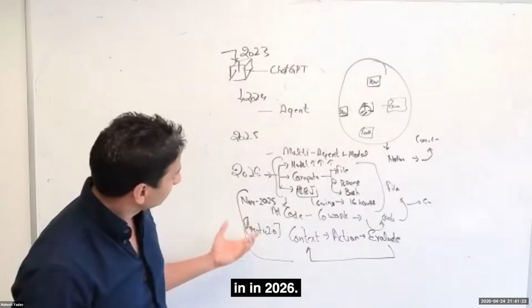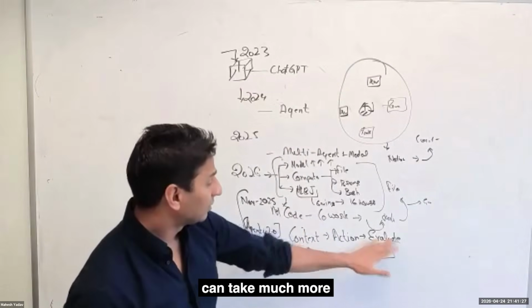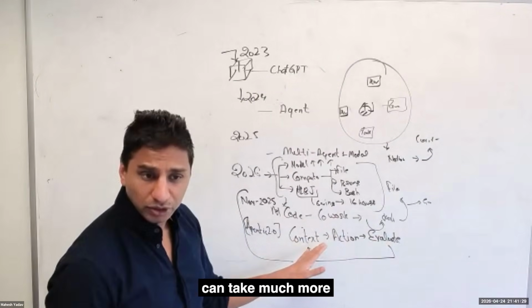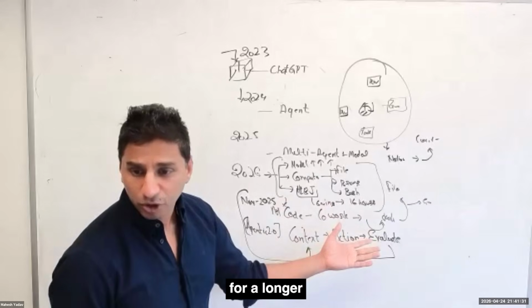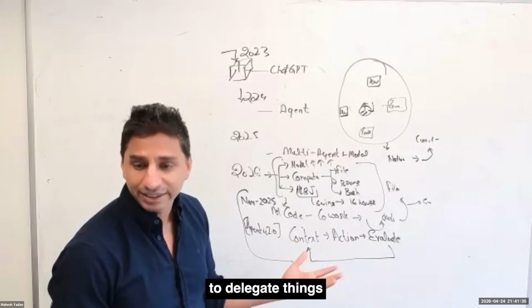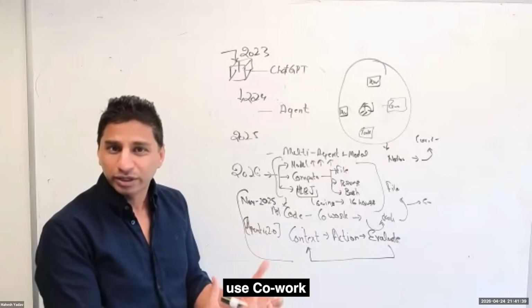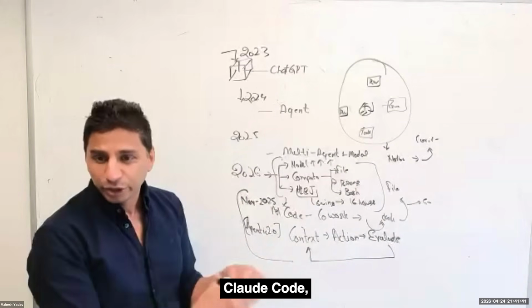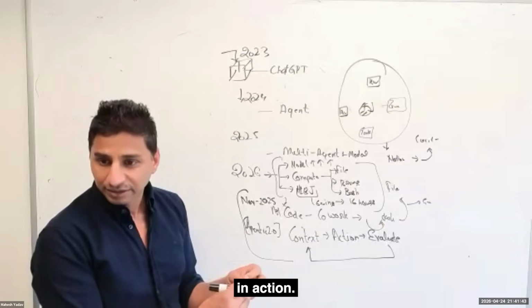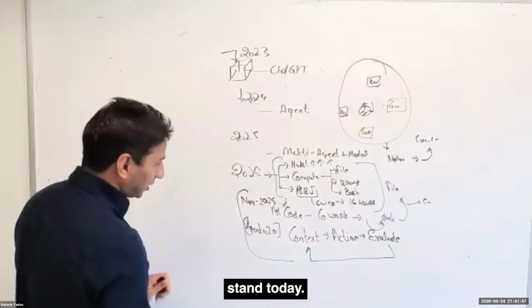And in 2026, we're looking at a world where these models can take on many more jobs and run them for a longer amount of time. That means you have some kind of generic capability to delegate things and get them done. And this is what you see when you use Cowork or Claude Code; you will see these capabilities in action. Okay, then what? So that's where we stand today.